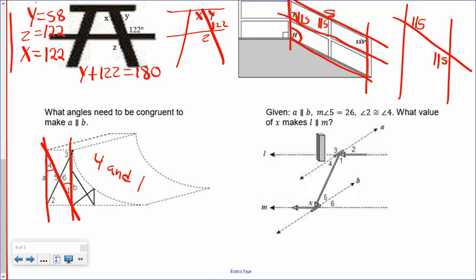Why could I not choose 3 and 2 and do the same thing? Well, 2 is touching A and 3 is touching B. There's a reason why you can't choose 2 and 3.